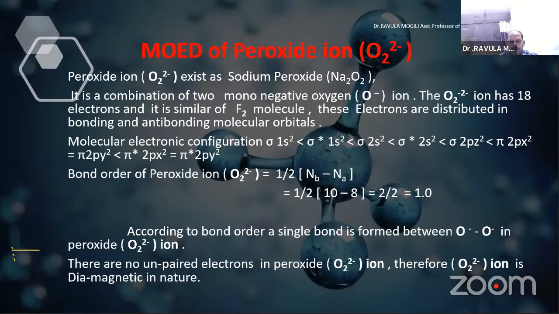Lithium forms only monoxide. Sodium forms monoxide and peroxide. Next, potassium, rubidium, cesium: they form three types of oxides: monoxide, peroxide, superoxide.